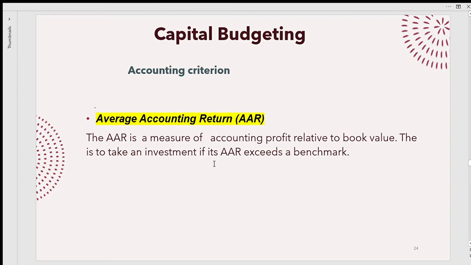Then our sixth technique, average accounting return. Average accounting return is the measure of accounting profitability relative to the book value. You take the investment if it exceeds the AAR benchmark. On this, you can also refer to our problems that will give you clarification relating to all these 6 techniques.